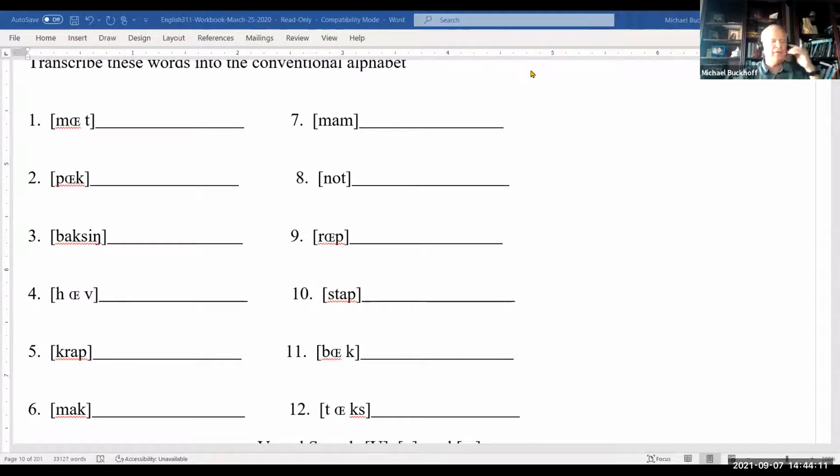Okay, so in this case, transcribe these words into the conventional alphabet, conventional English here. So you got 1 through 12. Let's see if we can do these.